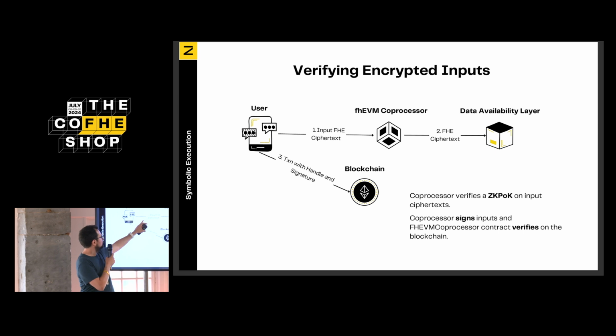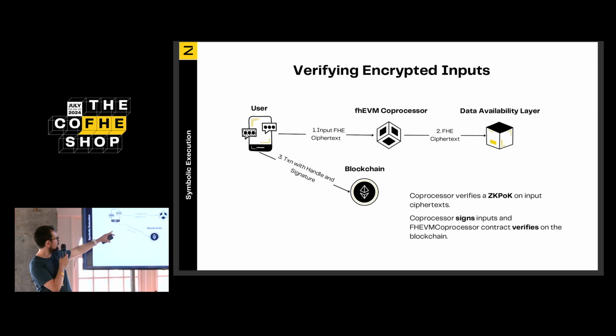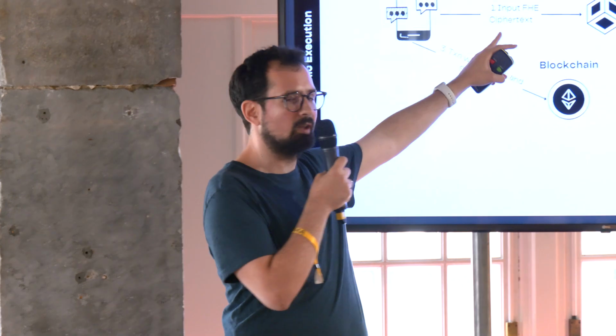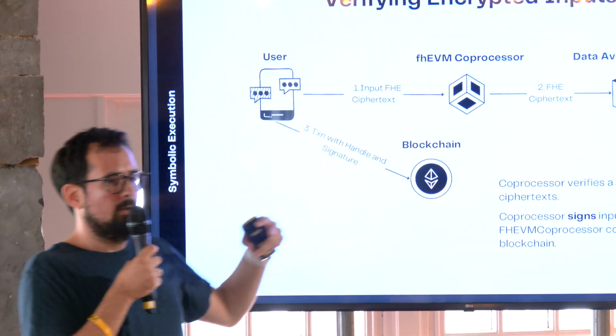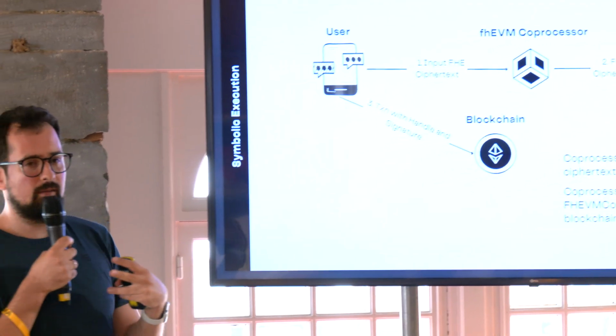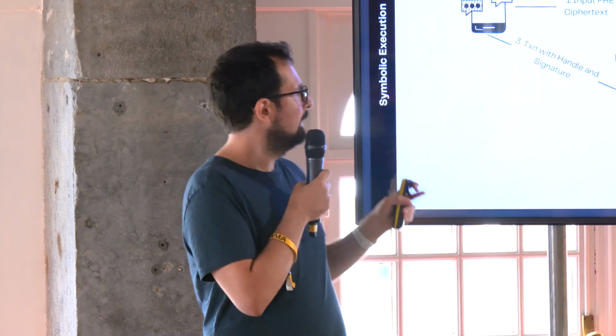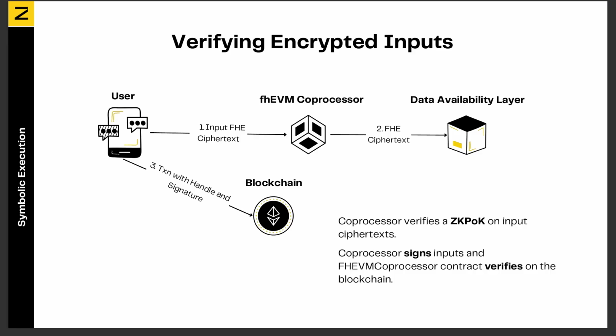So step one here is for the user to send the input, the ciphertext and the zero knowledge proof, to the coprocessor. This is a normal networking call, no transaction. We have a JavaScript library for that that makes it very easy to do the encryption and send the input. And the coprocessor will verify the zero knowledge proof. And if it verifies, it will first insert it into the DA layer so that it's a normal ciphertext that can be used as the other ones. And it also signs the input.